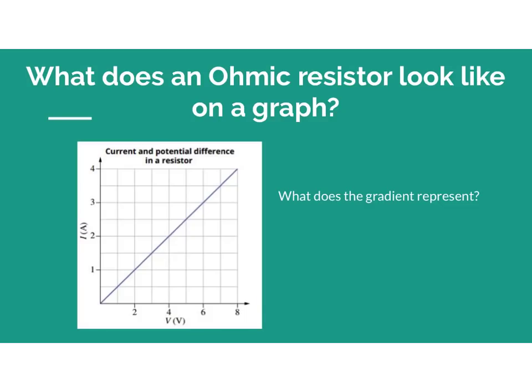Now, this is what an ohmic resistor would look like on a graph. We've spoken about this. As voltage increases, current increases proportionally. What does the gradient represent? Okay, think about it. Pause the video, think about it, and see if you come up with the answer.